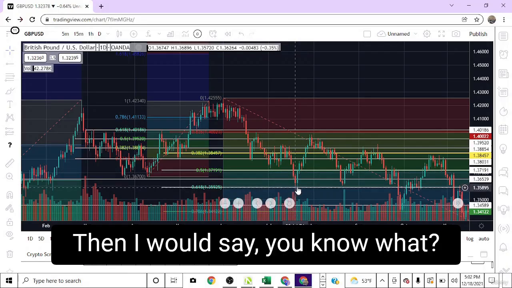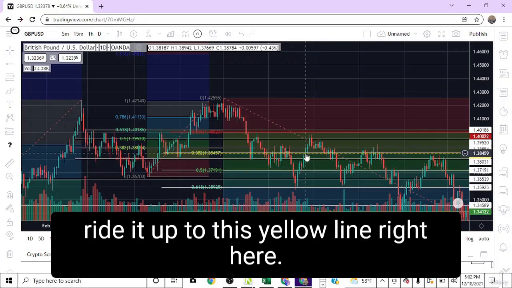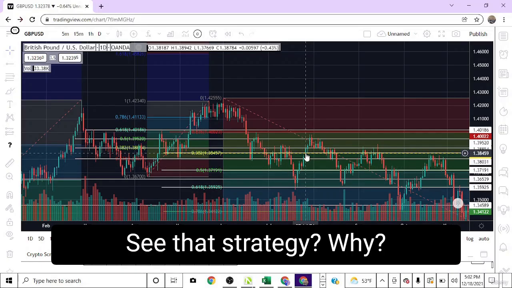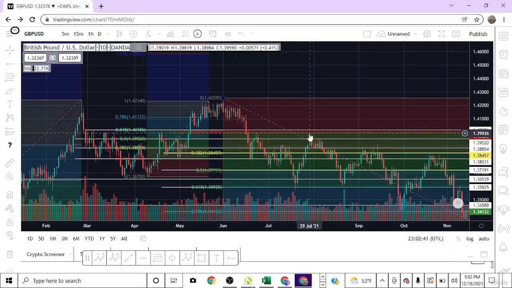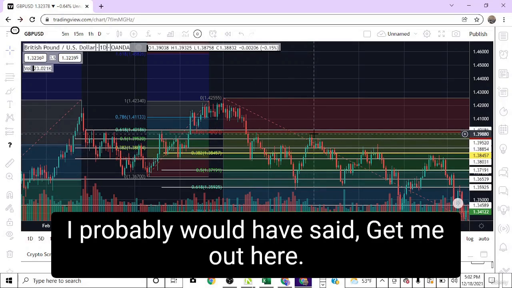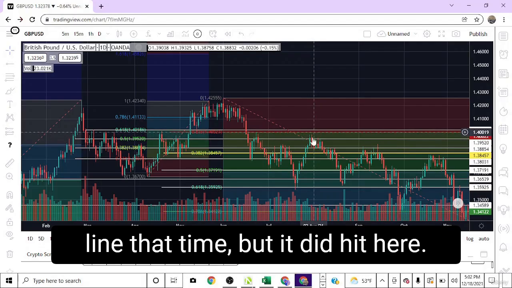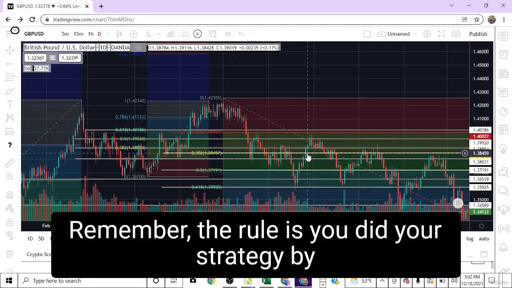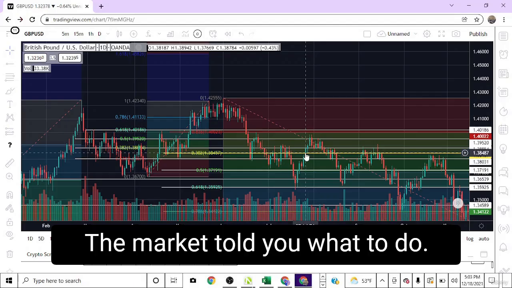Then I would have said, you know what, I'm going to get in here, and I'm going to ride it up to this yellow line right here. See that? Strategy. Why? Because it is possible. And not only that, it went to the red line. But because it respected the last time, I probably would have said, get me out here. However, if you look, it didn't hit that red line that time, but it did hit here. And remember, the rule is you did your strategy by getting in here at your highest caution. The market told you what to do.